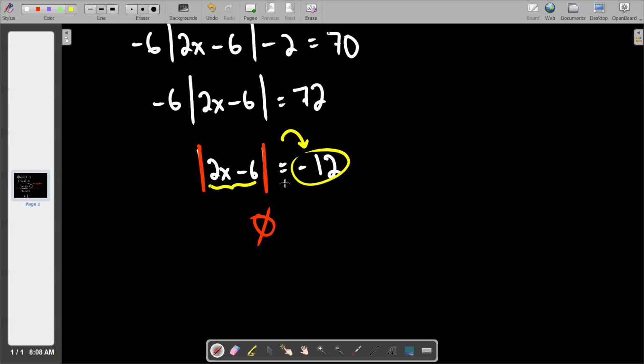The only time you're going to write the 2 equations is if this number, this yellow number over here, is a positive, then you'll split it into those 2 equations. Okay. Cool.